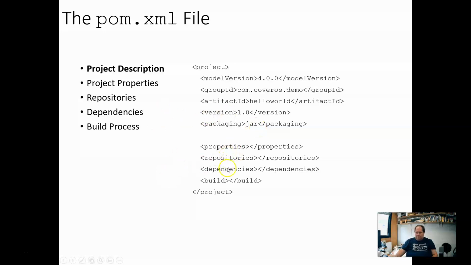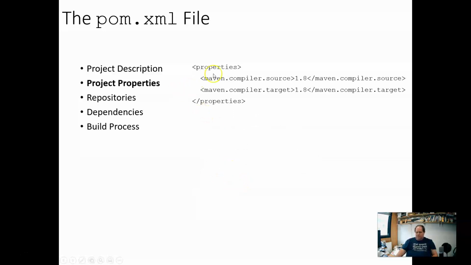And then we have four extra sets of tags. There's a properties tag, a repositories tag, a dependencies tag, and a build tag. The properties tag allows the creation of properties that can be used within the rest of the project file, so you can specify configurations. The repositories tag defines repositories, the dependencies tag defines third-party libraries, and the build tag allows you to define customizations to the build process.